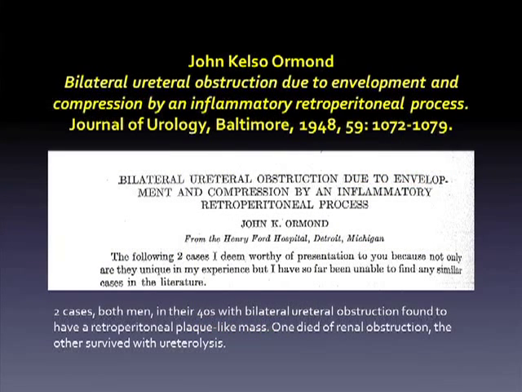In 1948, the one who actually gave this name of retroperitoneal fibrosis was John Kelso Ormond, and he was a urologist who worked at Henry Ford Hospital in Michigan, and he described two cases that were both young men in their 40s, and these people presented with bilateral ureteral obstruction.